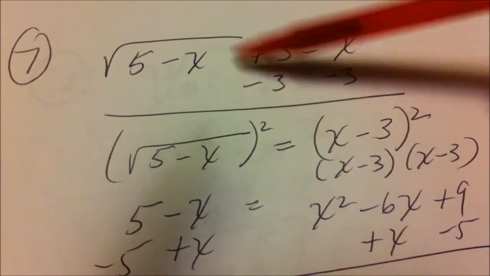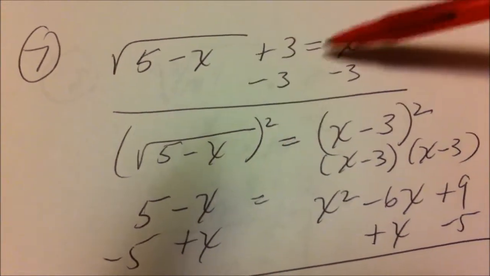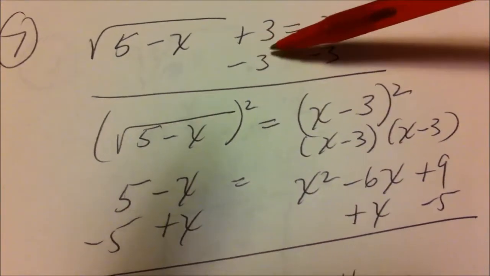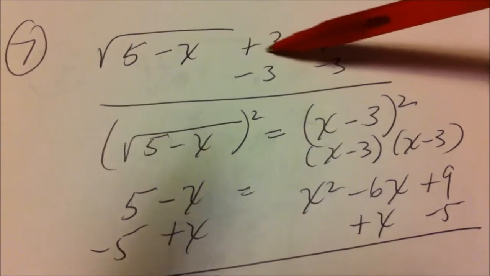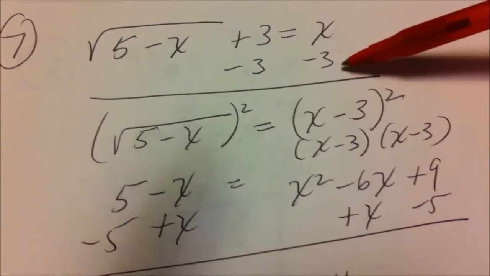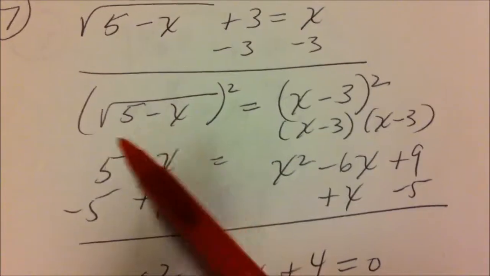Now, how do I get rid of the radical? I square it, but I can't square it now, because squaring this would be a monster. It would be double distributing, and it would be crazy. So what you want to do is you want to get this value here, this 3, on the other side by subtraction. Once we have that, we can square both sides.